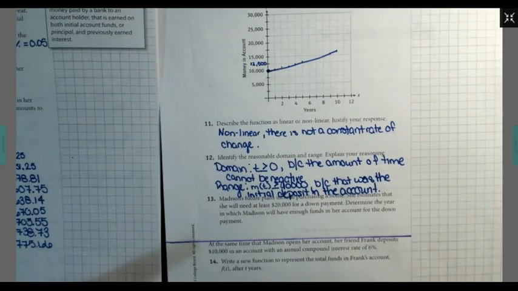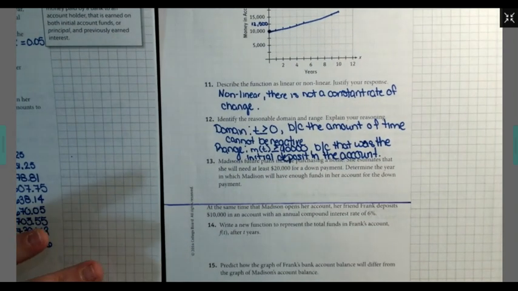Madison's future plans include purchasing a home. She estimates that she will need at least $20,000 for a down payment. Determine the year in which Madison will have enough funds in her account for the down payment.